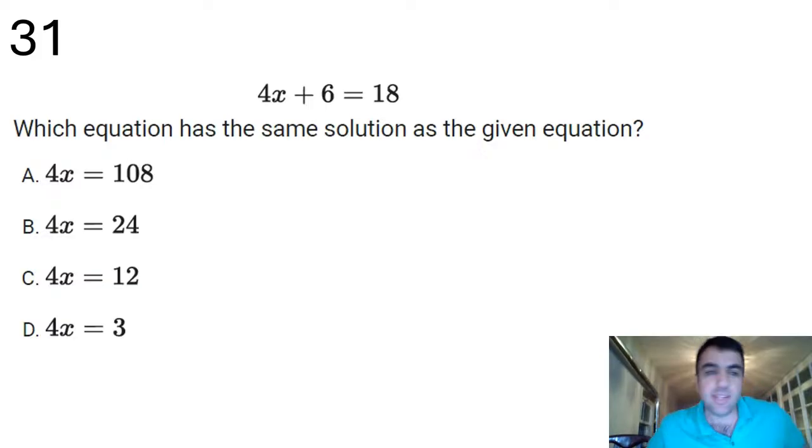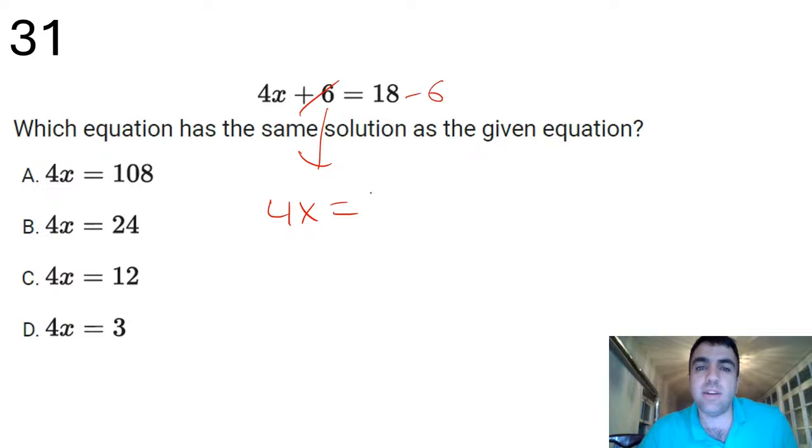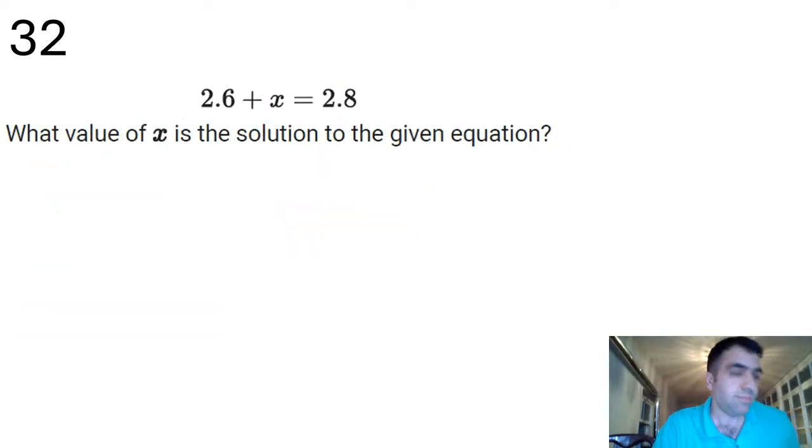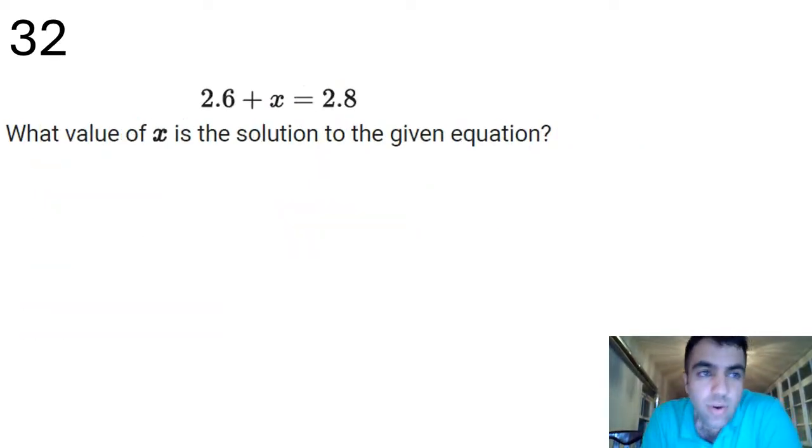Answer C. Let's have a look at this question. 4x is equal to, if it is plus, it should be minus at the right side, 12. And you see that these are the same. The correct answer is C. 32nd question.